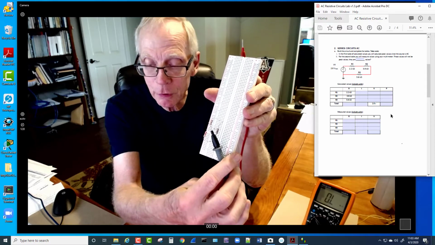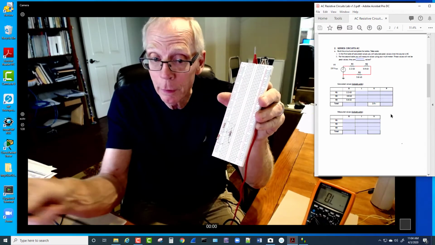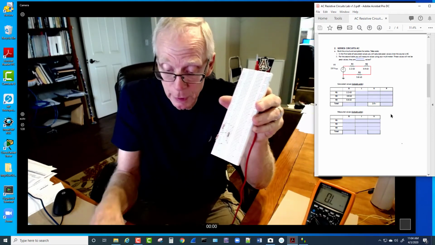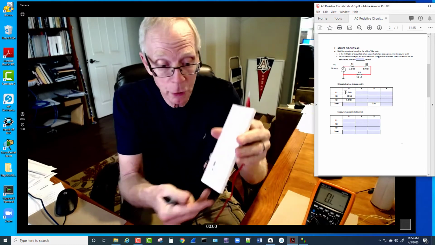Now I'm going to measure them to see what they really are, but these are the ones you'll calculate on. They're the ones you've got over here in the chart. Okay, so I'm just going to measure a couple of these.